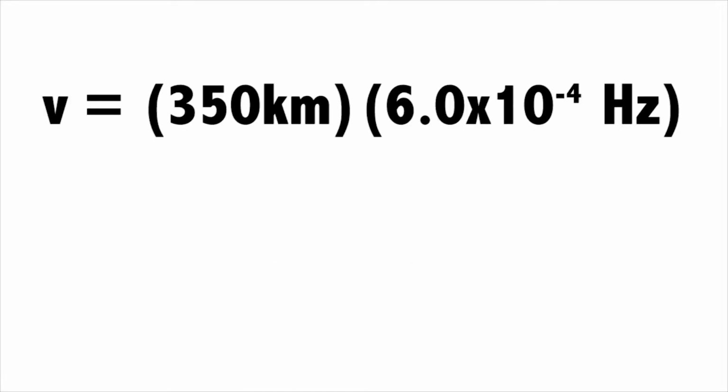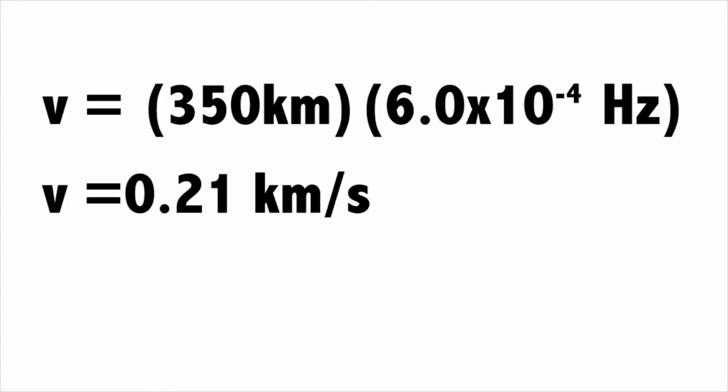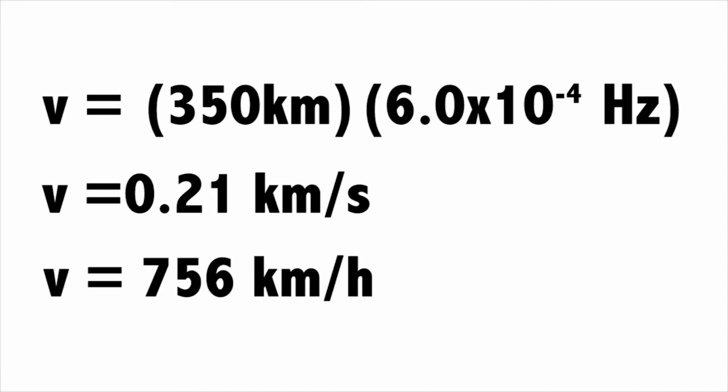We multiplied the two numbers together and got a value of 0.21 kilometers per second, which is equivalent to 756 kilometers per hour. However, this equation does not take into account the fact that the tsunami can be affected by the height and how said height affects the speed of the wave. This is because its wavelength is larger than the depth of the water at its epicenter. Therefore, we use the shallow water wave formula, c is equal to the square root of g times h.